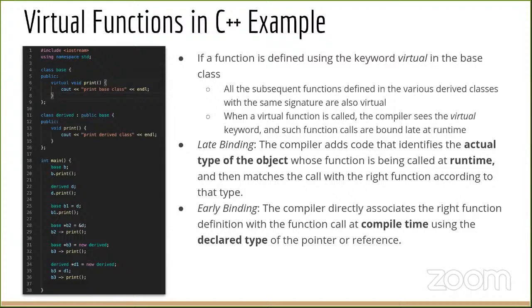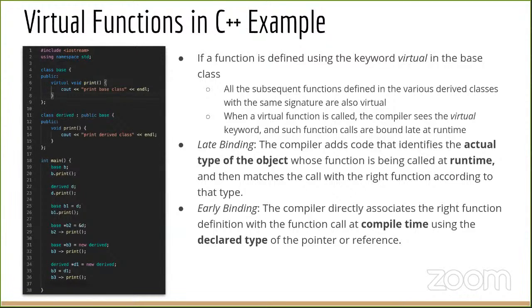So for this example, the code on the left hand side is the exact same code as we had in the previous slide, except that here in the base class, the print function has been declared as virtual. So there's a virtual keyword present there. The rest of the code is the same. So what the first point says is that the print function of the derived class is also virtual, because this class derives from the base class, and the print function of the same signature in the base class has been declared virtual. So all the subsequent derived class print functions with the same signatures would also be virtual.